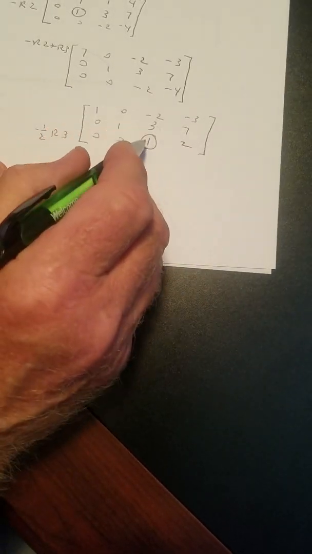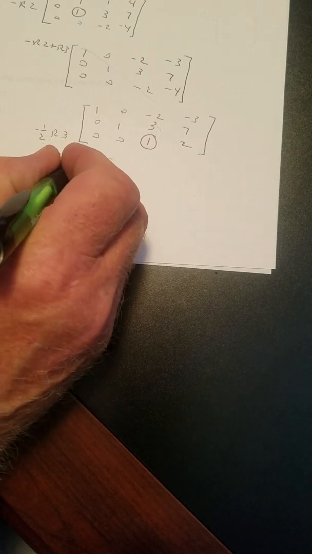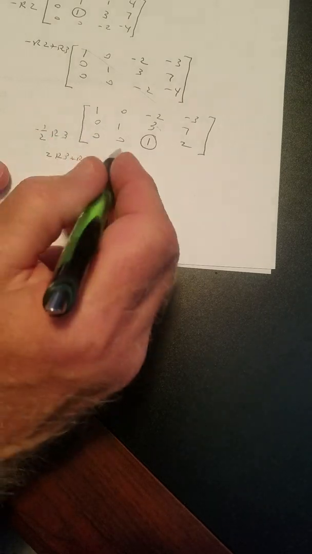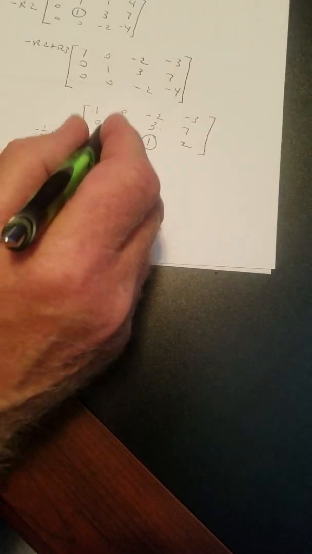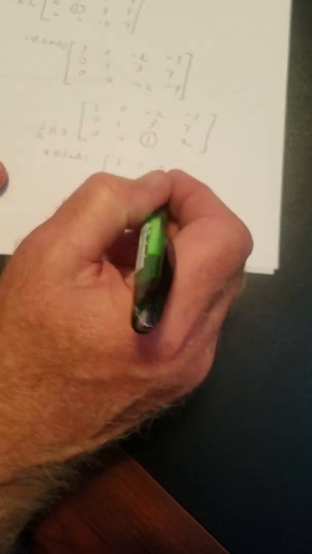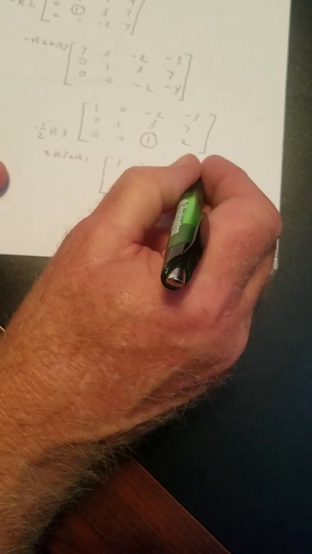So on the top, I'm going to multiply 2 times row 3 plus row 1. 2 times 0 is 0 plus 1 is 1. 2 times 0 is 0 plus 0 is 0. 2 times 1 is 2 plus -2 is 0. 2 times 2 is 4. 4 plus -3 is 1.